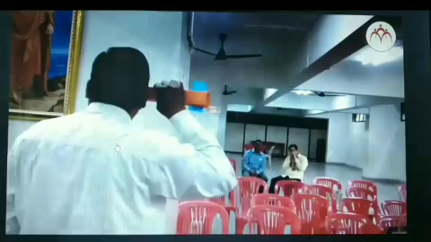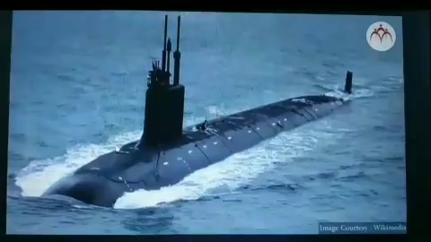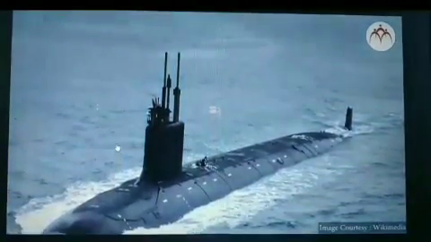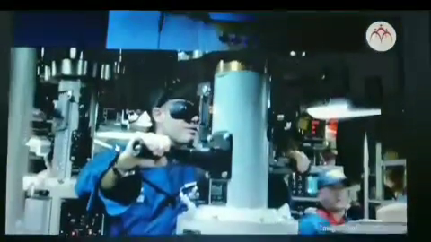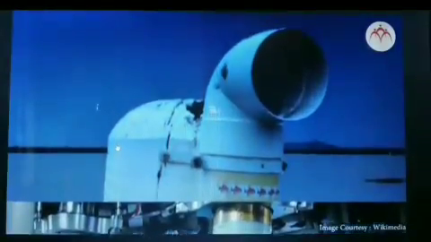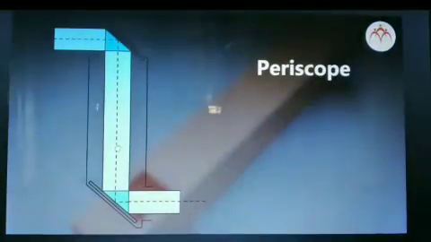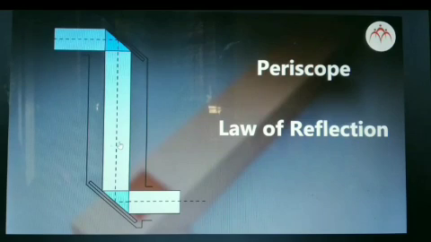A periscope lets you look around walls, corners or other obstacles. Submarines are under the sea level most of the time. Submarines have periscopes so that people inside can watch what is on the surface of water. Periscope is based on law of reflection.